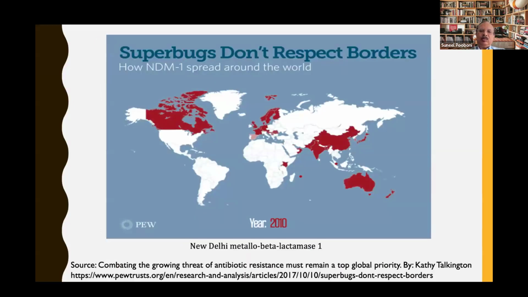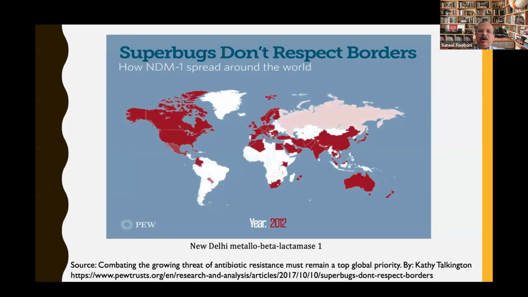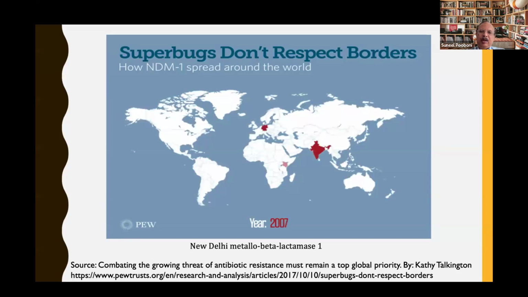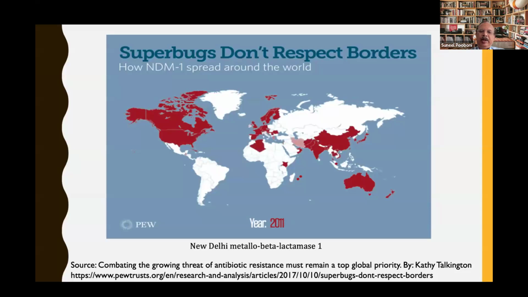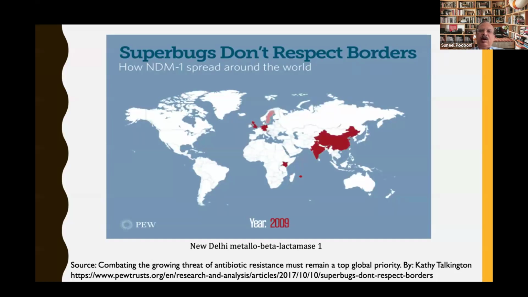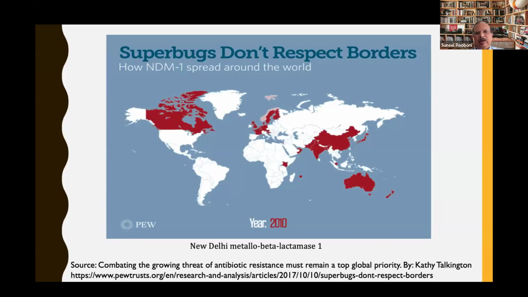Superbugs, they do exist all over the world. Unfortunately, we were labeled as the initiating point of the New Delhi metallo beta lactamase 1 strain, NDM strain, but they do exist all over the world. It is a known fact.